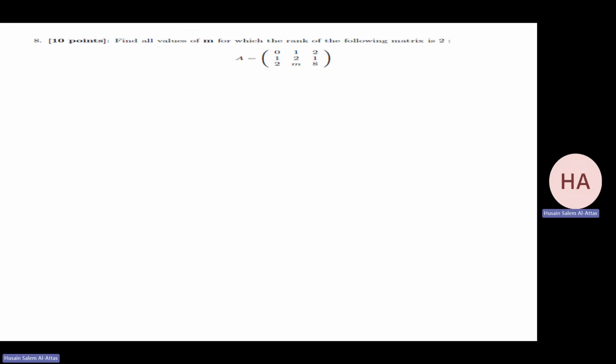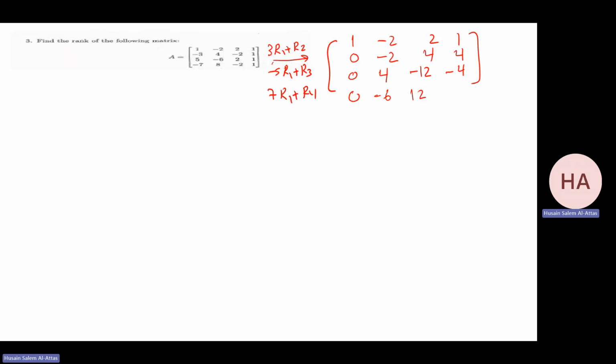Let me do it again. 1, minus 2, 2, 1. Multiply by 3 and add. So it will be 0. Minus 6 plus 4 minus 2, that is minus 4. Multiplying by 3: minus 6 plus 6 minus 2, that will be 4. 3 plus 1, that is 4. Correct. Now multiply by minus 5. Minus 5 plus 5, 0. 10 minus 6, that is 4. Minus 10 plus 2.